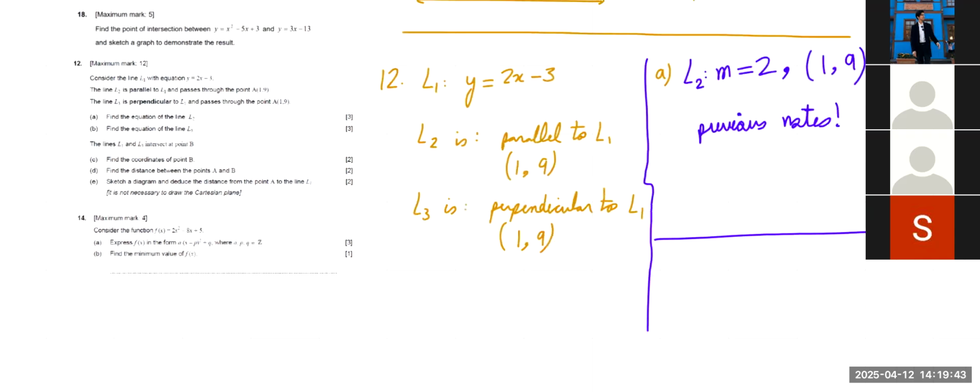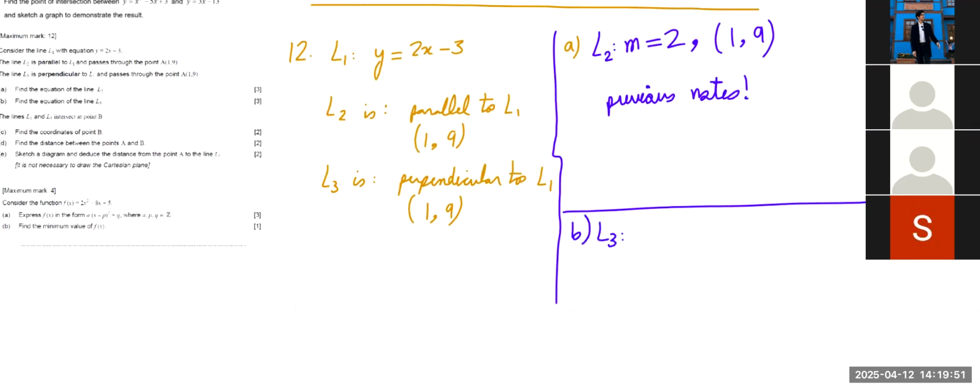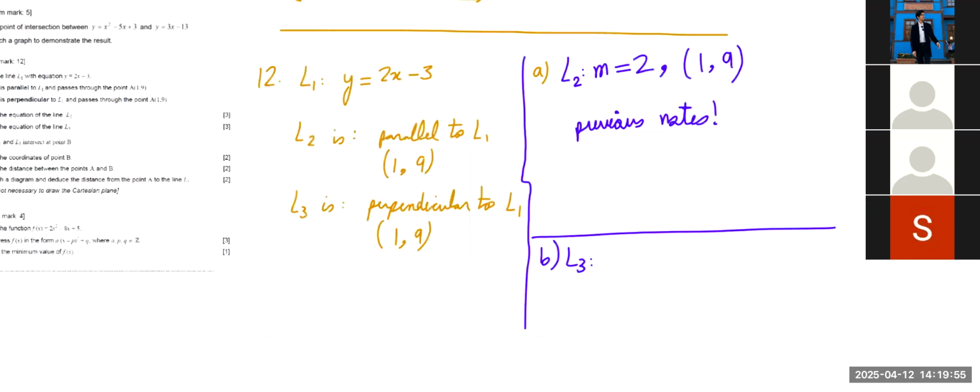For part B, L3. Now, here's the fun part. Also, this is also from last class. It says that L3 is perpendicular to L1. What does that tell me about the slope of L3? Being perpendicular to another line, how is the slope going to be found? The slope of L1 is 2, that's obvious. What's the slope of L3 going to be if L3 is perpendicular to L1?